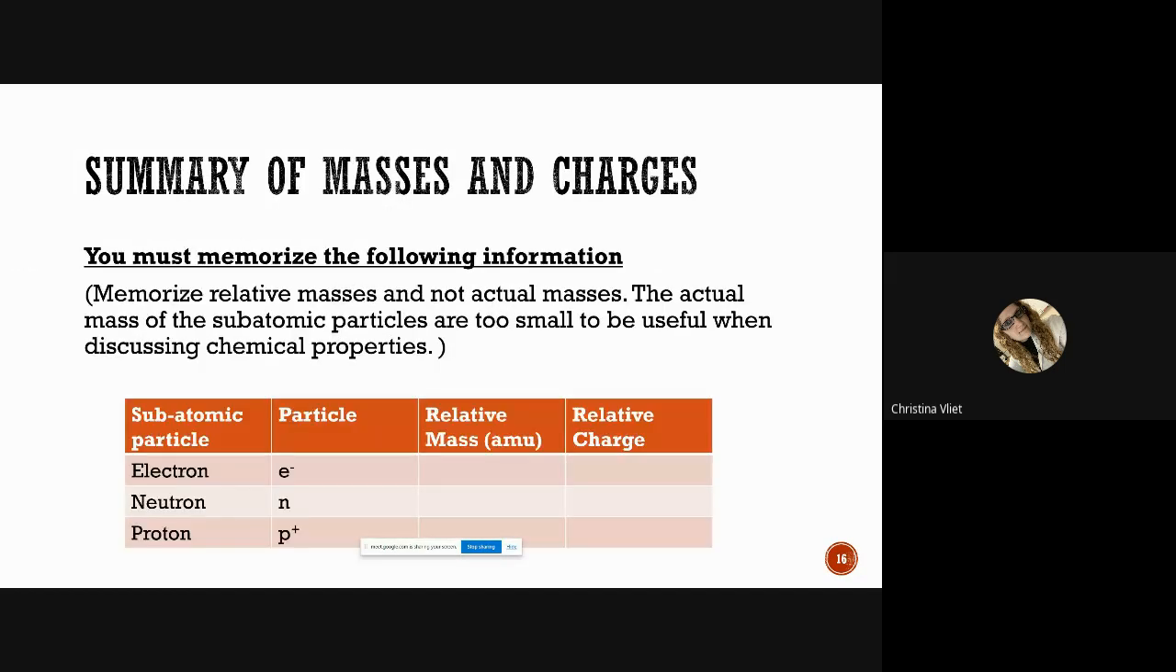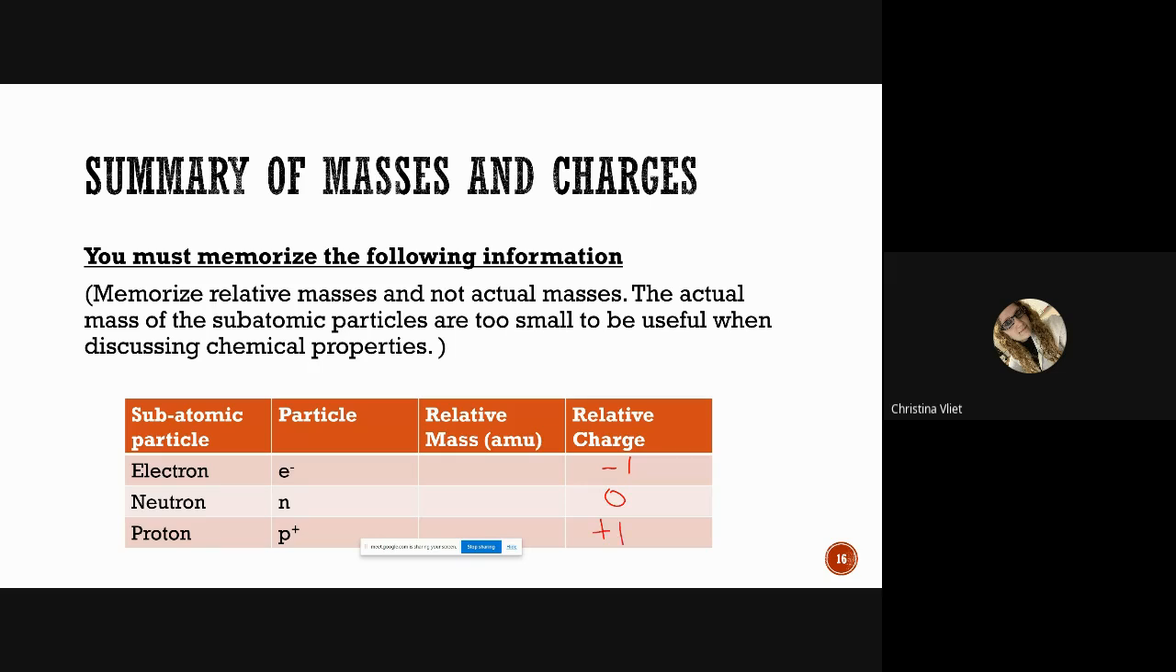All right. So summary of masses and charges. You actually have to memorize this information. You should mainly know it from pre-ACE, but if you don't, it's a good reminder. The relative mass of an electron is what? Oh, that's the hardest one. Let's do relative charge first. Relative charge of an electron is? -1. Relative charge of a proton is? +1.